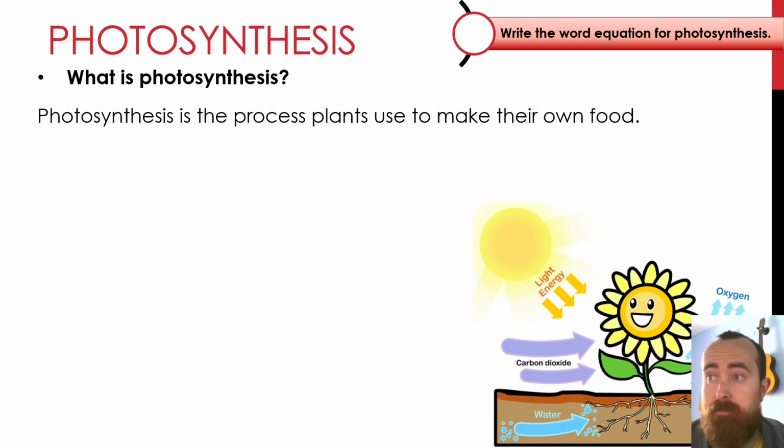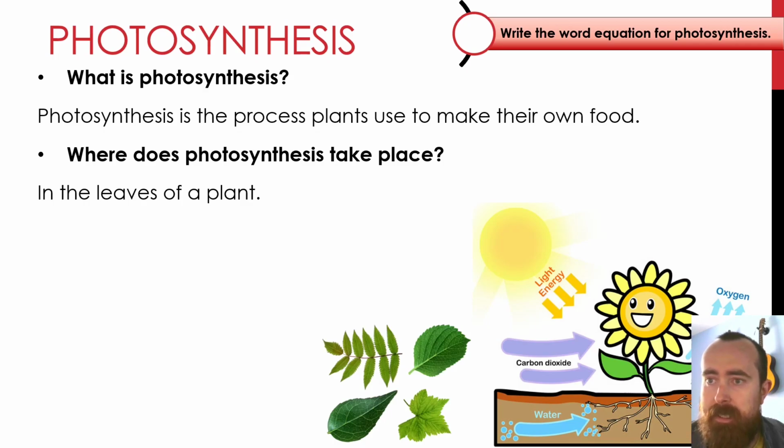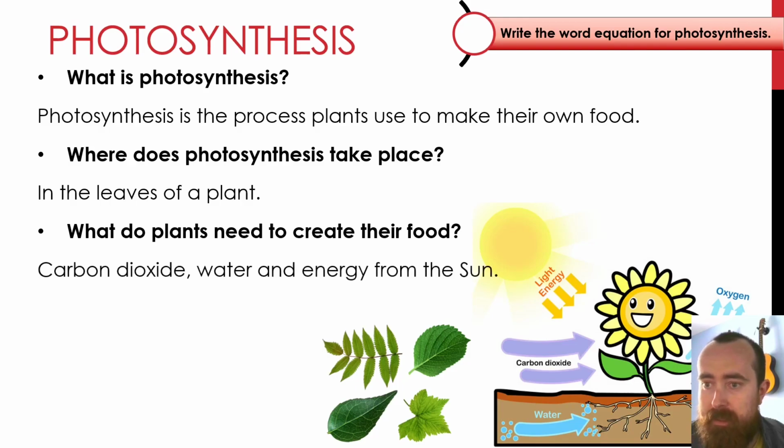So photosynthesis is the process that plants use to make their own food. It's how plants create the stuff that they need in order to grow. Where does photosynthesis take place? Well, it takes place in the leaves of the plant and other green bits of the plant, but mainly in the leaves. What do plants need to create their food? Well, what they need to create their food is carbon dioxide, water, and energy from the sun.